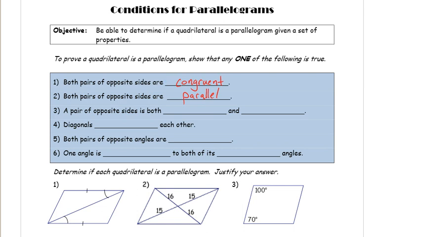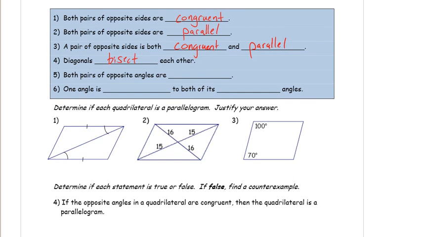If a pair of opposite sides is both congruent and parallel, if the diagonals bisect each other, if both pairs of opposite angles are congruent, and then finally, if one angle is supplementary to both of its consecutive angles. So if any of those things are true, then we have a parallelogram.